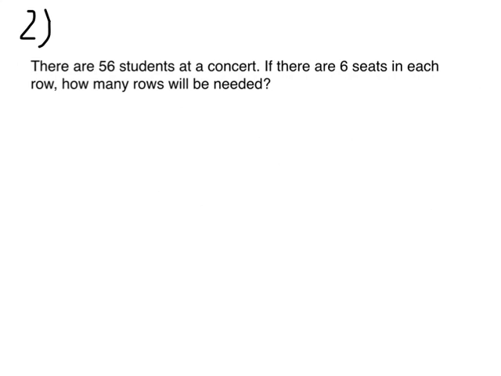Sometimes we'll need to do more than just keep the quotient. Let's look at another example. There are 56 students at a concert. If there are 6 seats in each row, how many rows will be needed for all the students? First, what's being split up in this question? What's the dividend? 56 students are being split up. What's the divisor? What am I dividing by? It's 6. We're dividing 56 students into rows of 6.